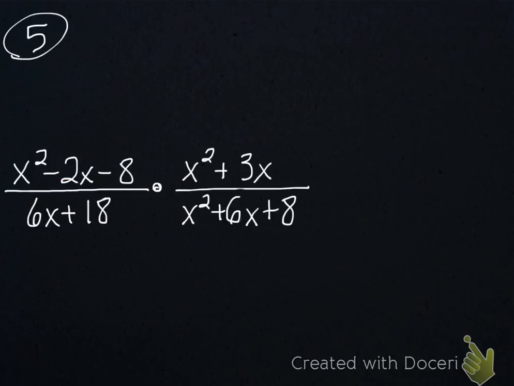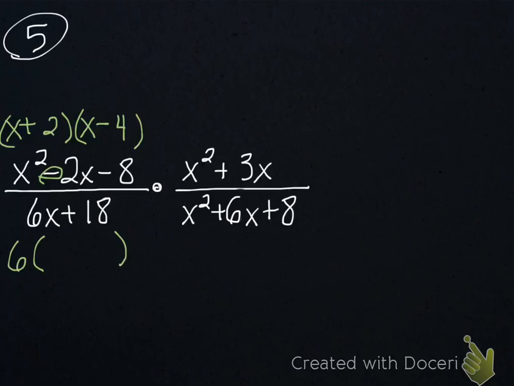Number 5. I see a lot of factoring. So let's just dive in. Numerator of the first fraction. I need 2 numbers that are going to multiply to give me 8 and subtract to give me 2. That's 4 times 2. Which one's going to be negative? The 4, because the middle term is negative. The denominator of the first fraction has a GCF. I can pull a 6 out of both numbers. The first term, I'm left with an x, and 18 divided by 6 is 3.